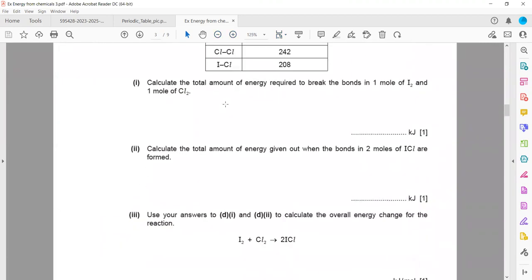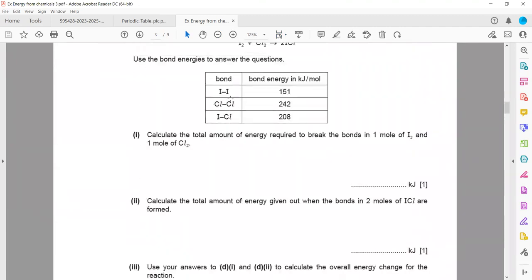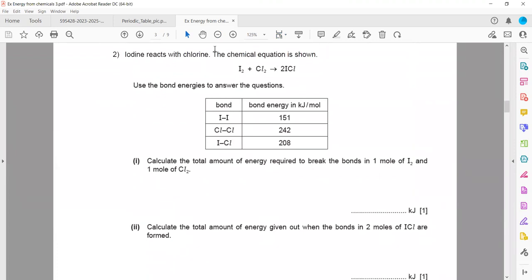Another question. Iodine reacts with chlorine. The chemical equation is shown. Use the bond energies to answer these questions. The total amount of energy required to break the bonds in 1 mole of iodine and chlorine. So 1 mole of iodine, because I2 means an iodine-iodine single bond is there, and Cl2 means a chlorine-chlorine single bond.